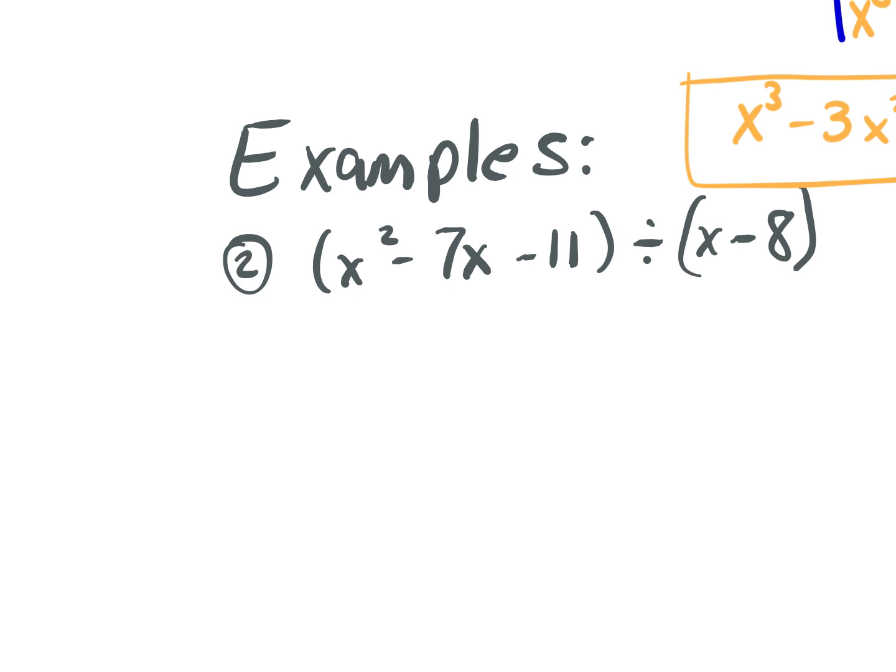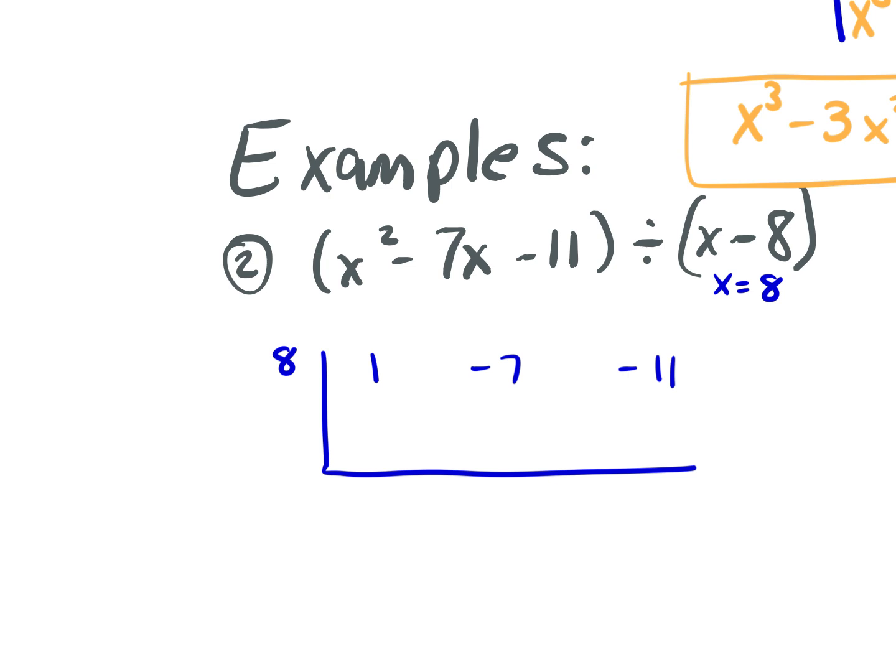What's going to go outside the box here? Awesome. If I were to make this x equals, x would equal 8. So 8 is going to go outside the box. Inside the box, are we missing any terms? Nope. So we have 1, -7, -11. So I'm going to drop down the 1. Outside we multiply. 8 times 1 is 8. Inside the box we add. -7 plus 8 is 1. 8 times 1, 8. -11 plus 8, -3.